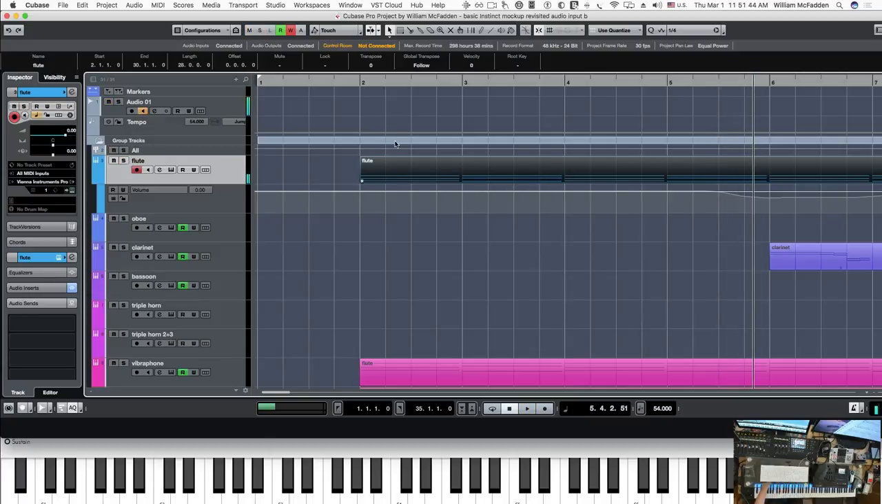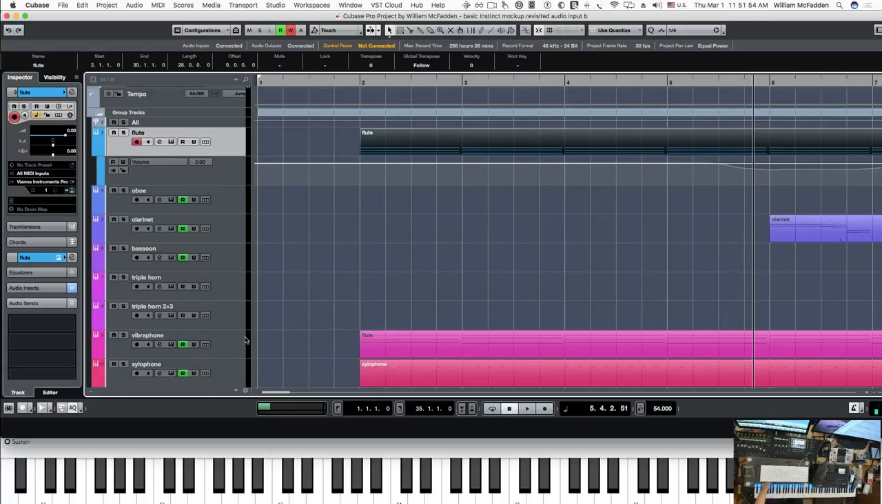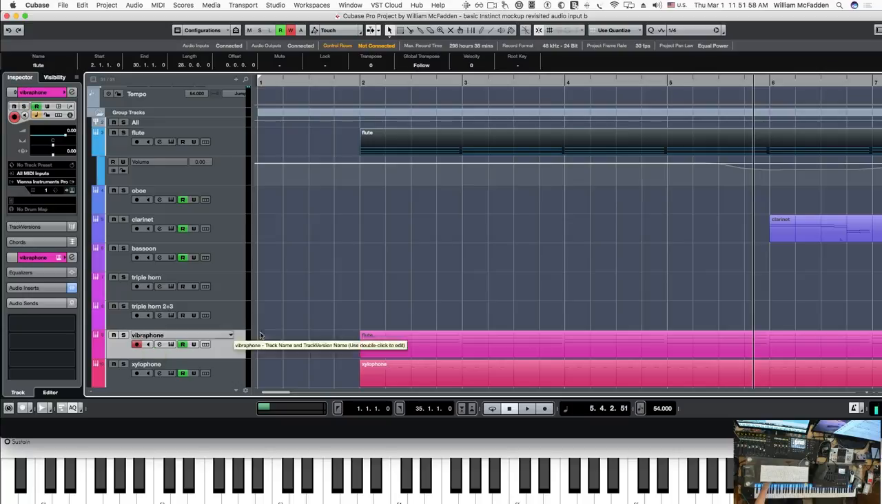So we see it alternating between the D minor and the F sharp minor. And then we also have the vibraphone doing the same thing down here. So let's listen to that.